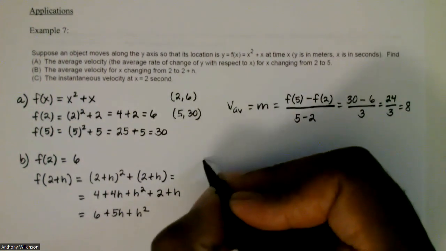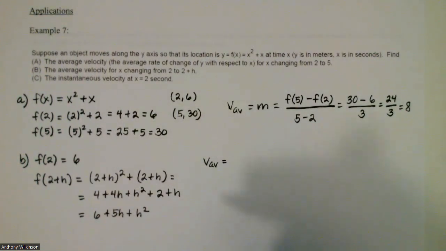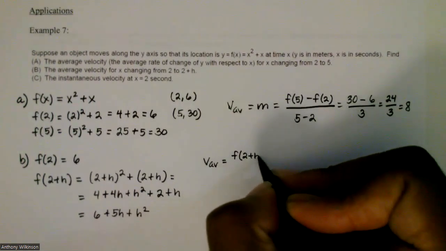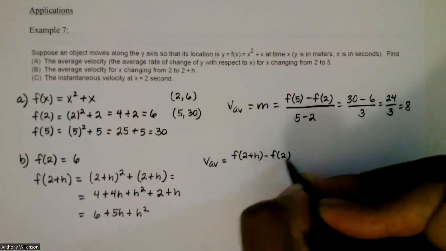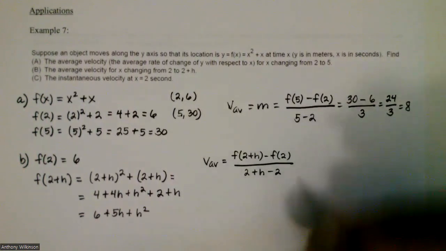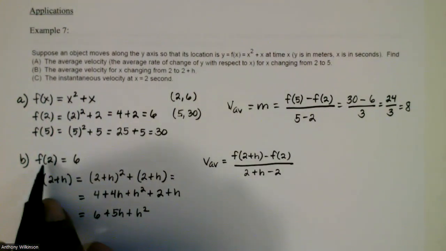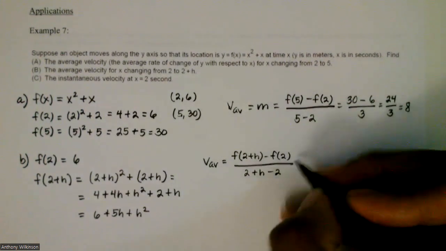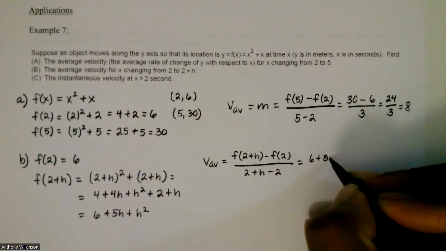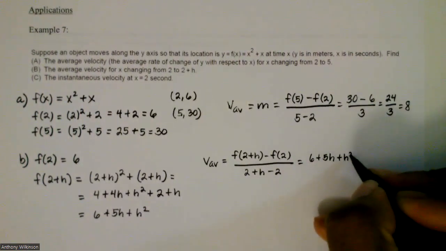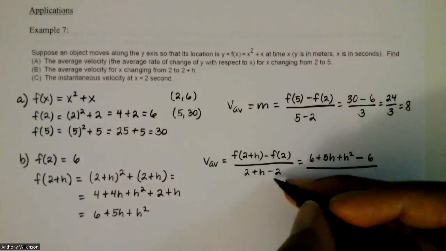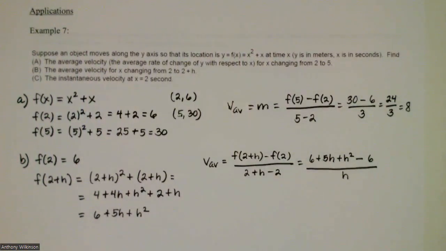So our average velocity would be f of 2 plus h minus f of 2, divided by 2 plus h minus 2. That's x2 minus x1. f of 2 plus h was 6 plus 5h plus h squared, minus f of 2, which was 6, divided by 2 minus 2 plus h, which gives you h.